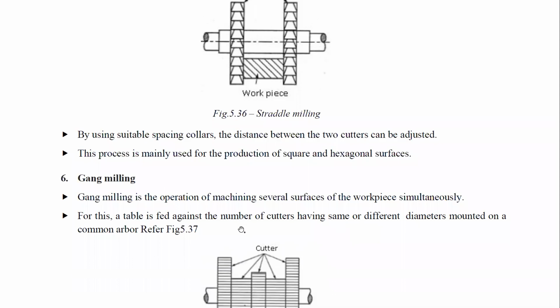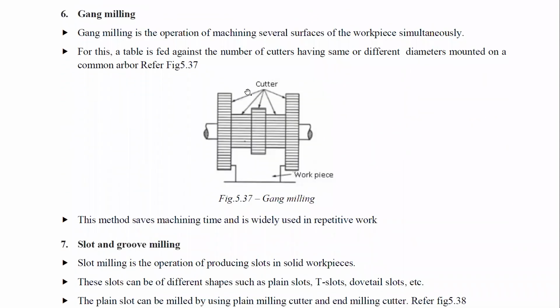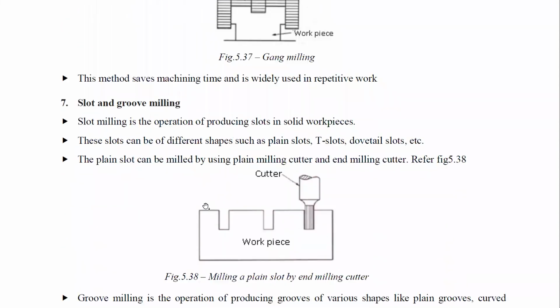Next one is gang milling. Gang milling is the operation of machining several surfaces of a workpiece simultaneously. For this, a table is fed against a number of cutters having the same or different diameters mounted on a common arbor, as you can see in the figure. This method saves machining time and is widely used in repetitive work.